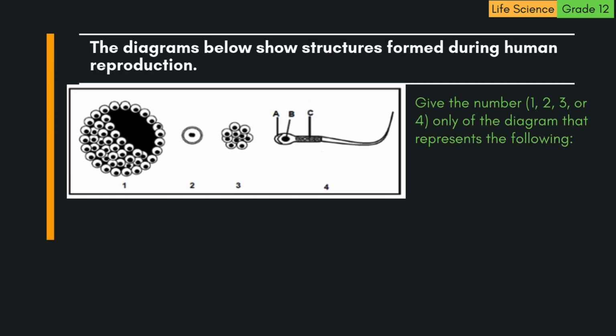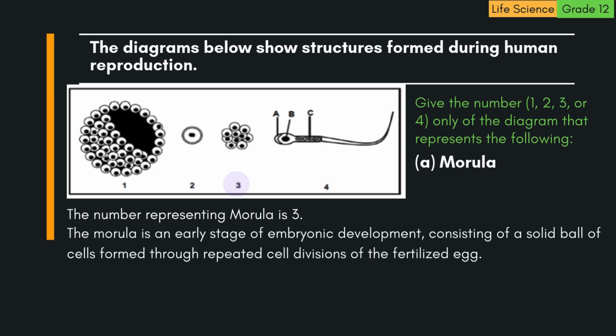Question. Give the number 1, 2, 3, or 4 only of the diagram that represents the following. A. Morula. The number representing morula is 3. The morula is an early stage of embryonic development, consisting of a solid ball of cells formed through repeated cell divisions of the fertilized egg.